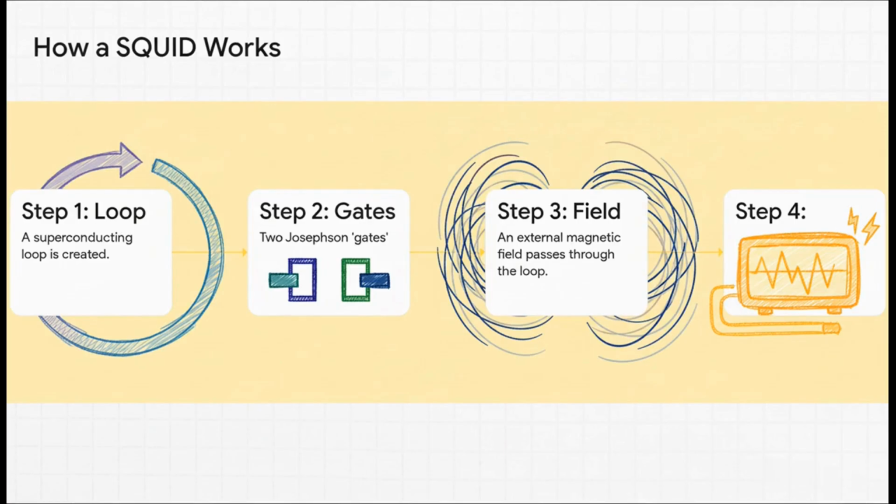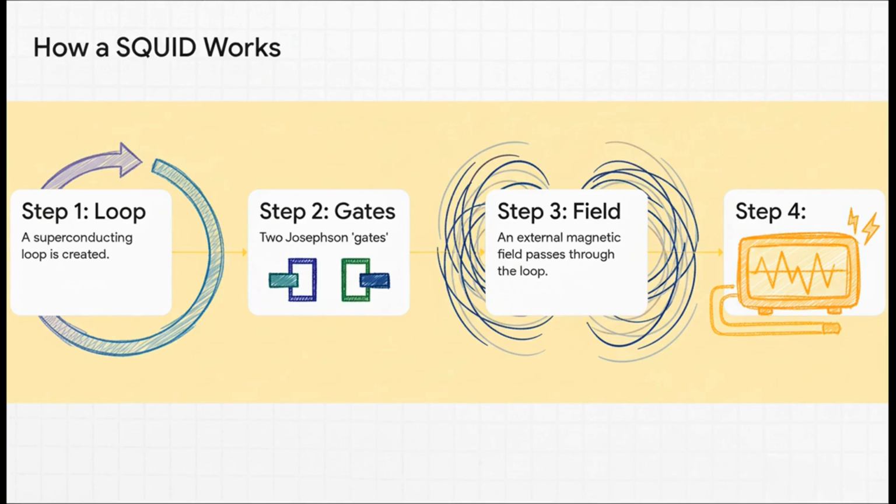So, how in the world does this thing work? Well, it's actually beautiful in its design. First, you make a tiny loop out of a superconducting material. Then you stick two of those Josephson gates into the loop. Now, when even the smallest, most minuscule external magnetic field passes through that loop, the current flowing through those gates changes in a very specific, predictable way. This lets the SQUID translate a nearly undetectable change in a magnetic field into a voltage we can easily measure.